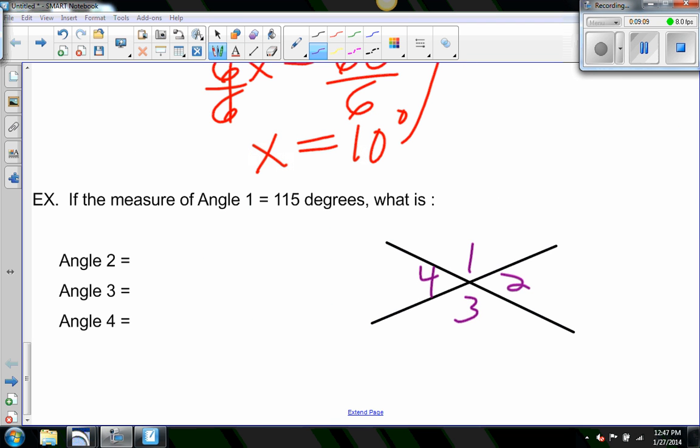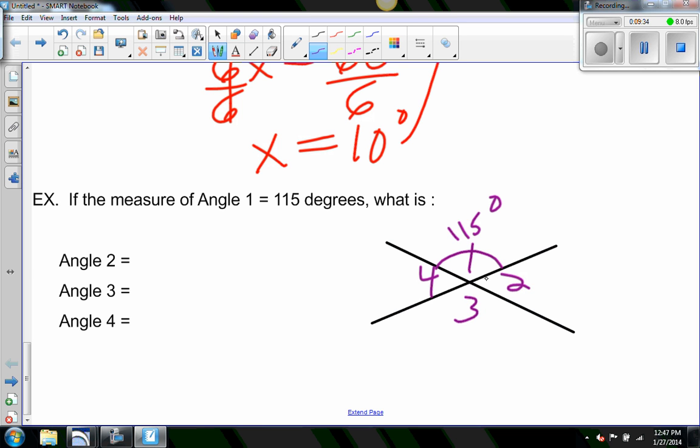Then the last type of problem that I'm going to go over on this video is dealing with vertical angles, vertical and supplementary angles. So this question says if the measure of angle 1 is 115, this angle right here, if that's 115 degrees, I should be able to figure out all of the other ones just by knowing that one little piece of information, using all the information that I've learned so far.